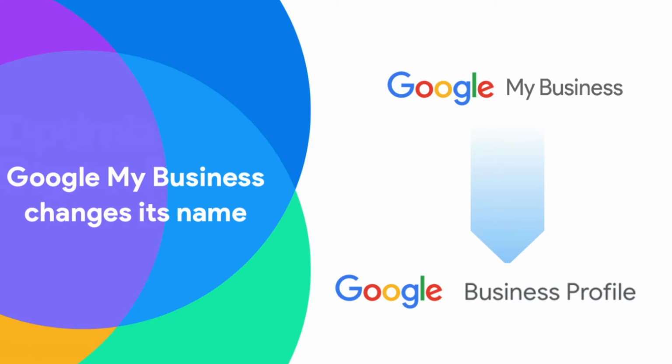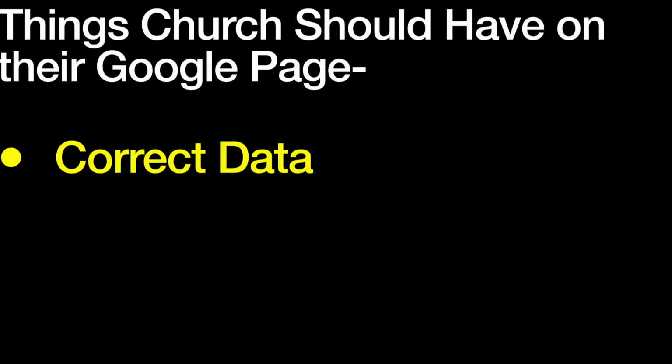So again, Google My Business has now changed to Google Business Profile. You can look up either one of those and dig into this much deeper and find how all these things work. But one of the most important things that we are doing is talking about the things that should be on your page. And the first one is the correct data, making sure your information is correct.